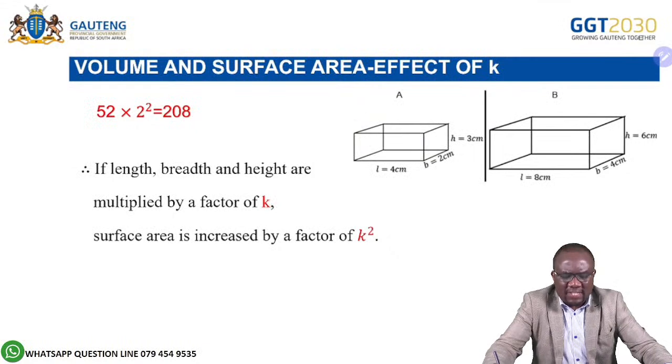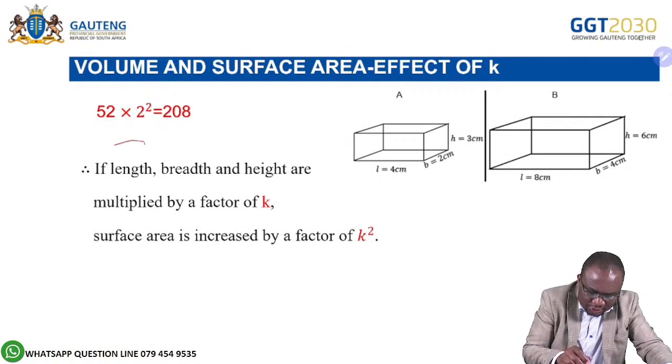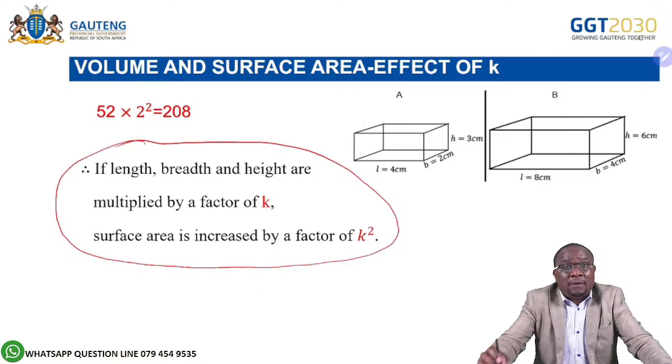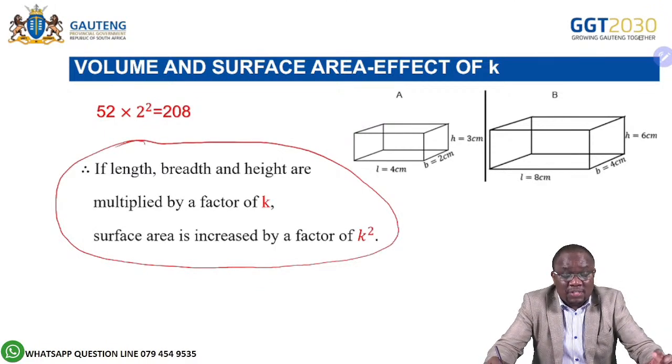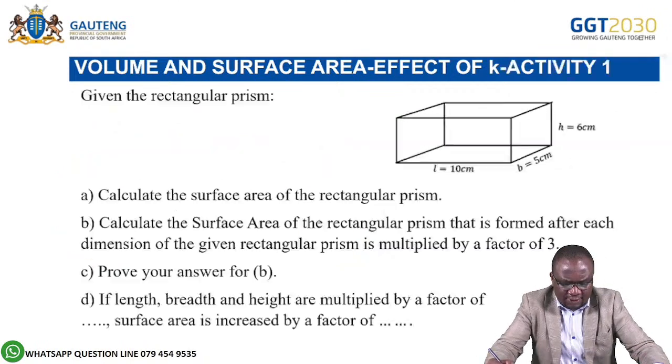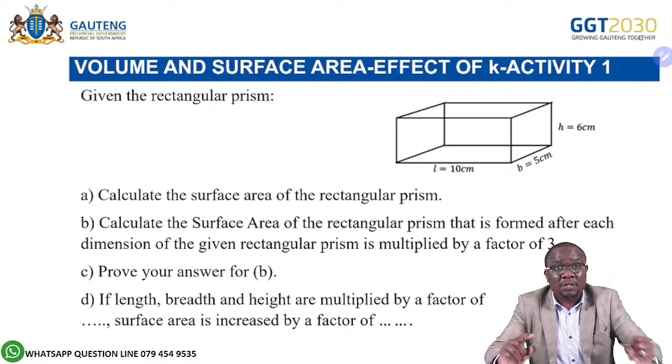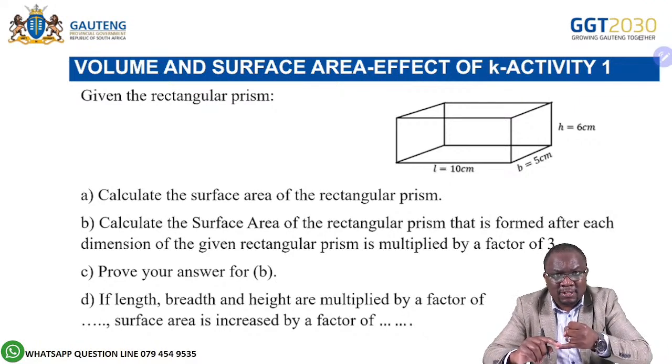Right, welcome back. Now I want us to use this conclusion that we came up with, okay? Right, now, this is the activity. Given the rectangular prism, this is the rectangular prism now with different dimensions. Calculate the surface area of the rectangular prism.